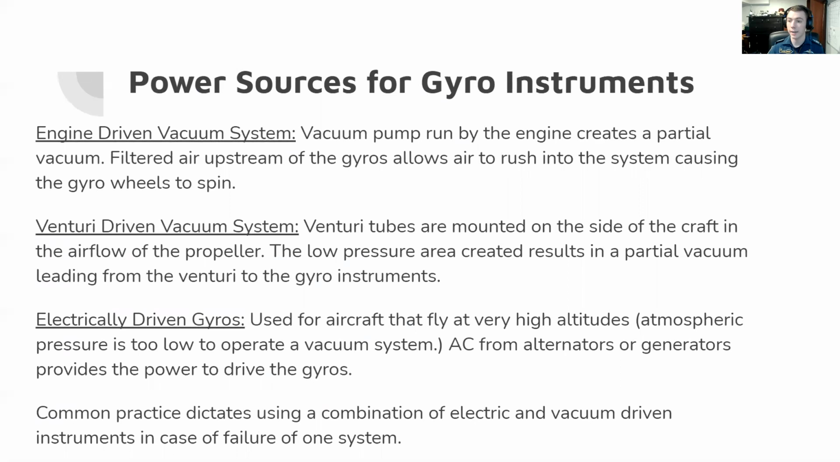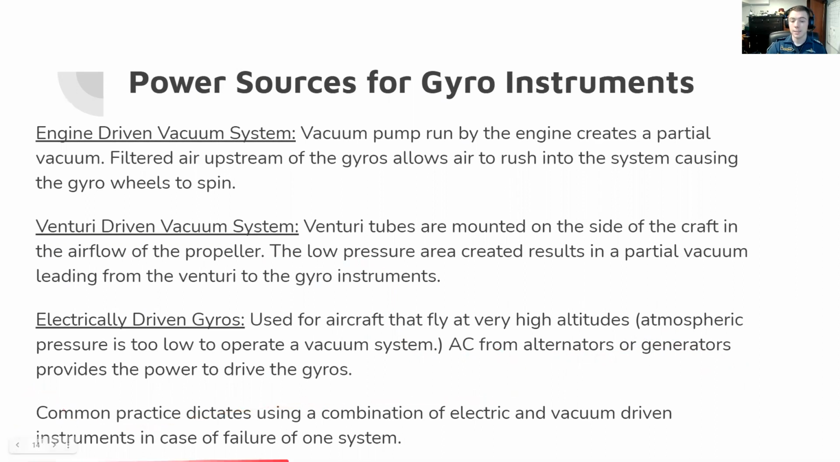IFR planes and aircraft tend to use electrically driven gyros. This is where they just rely on electricity to keep those gyroscopes moving at the right speed. As you can see there, we get alternating current from alternators, which are designed to take a little bit of power from your engine as you're flying in order to keep your various components alive, or dedicated generators to drive them. These tend to be very small and therefore not very power consuming.